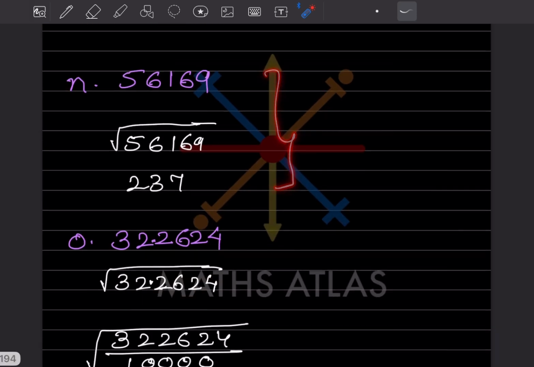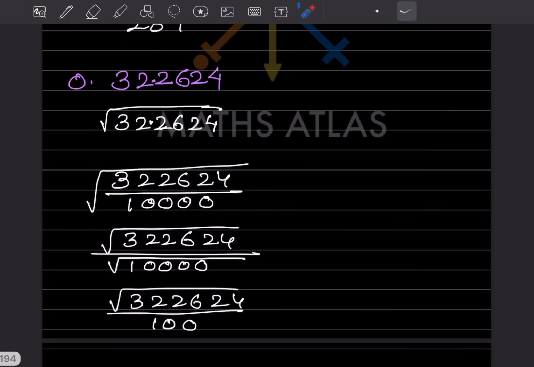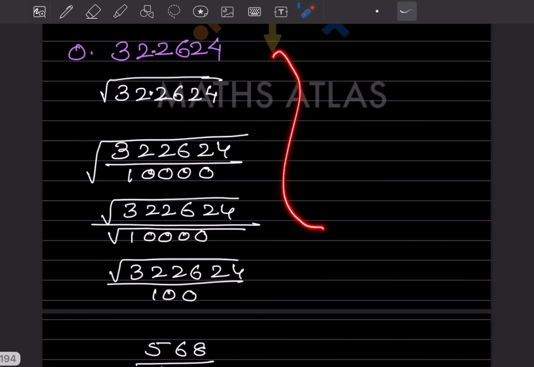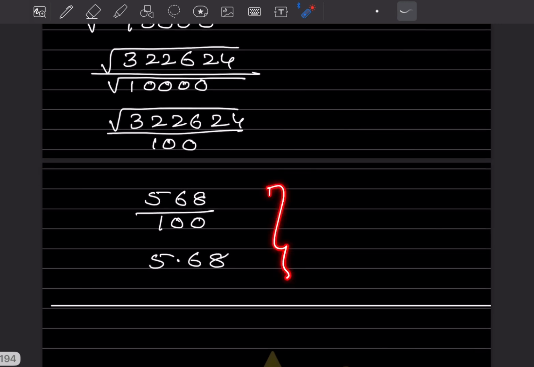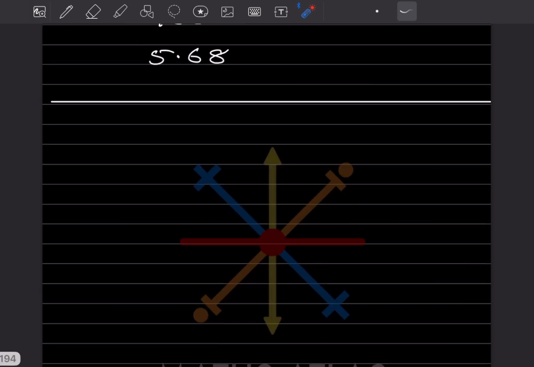Same for this. This is also the same. The answer is 568.